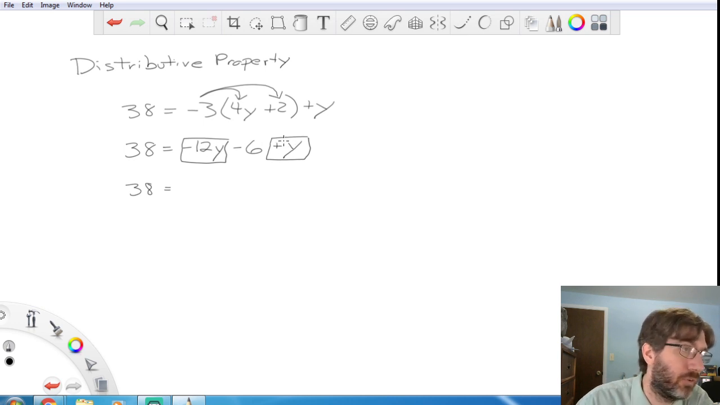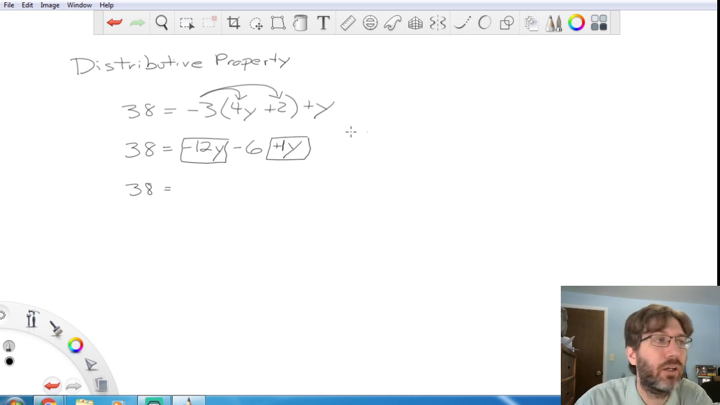And remember, there's also a 1 in front of this y. That's 1y, not just y. You never write that, though. It's just implied. And then negative 12 plus y is going to give me negative 11y. And then the minus 6 we didn't touch.